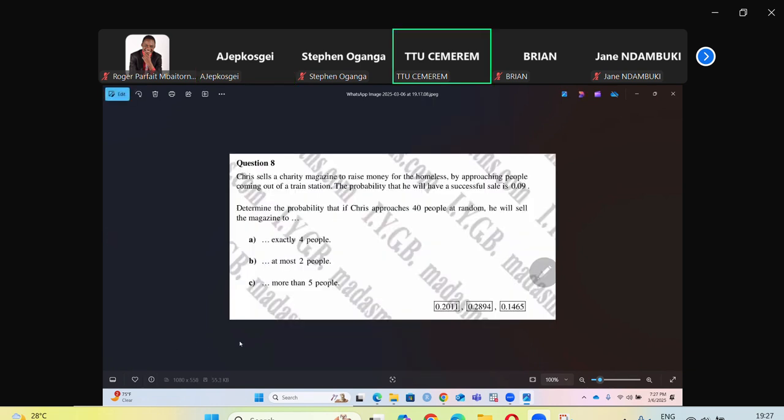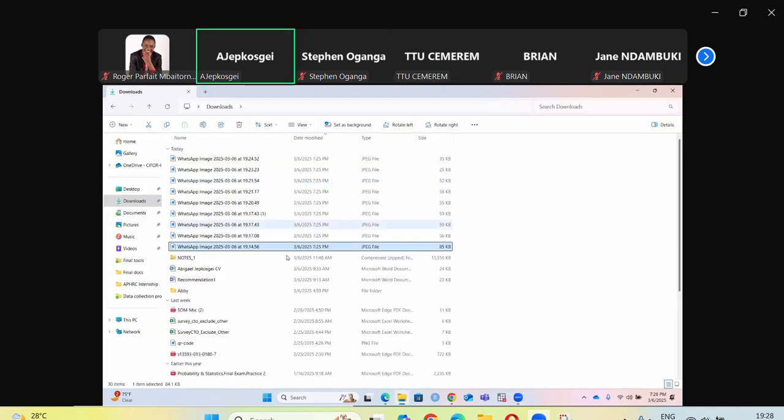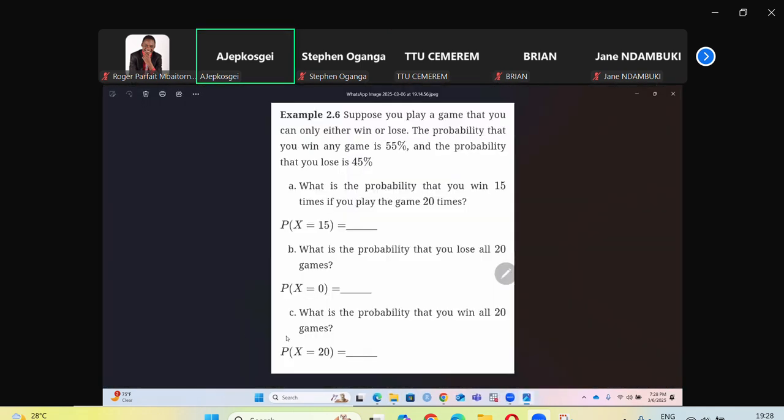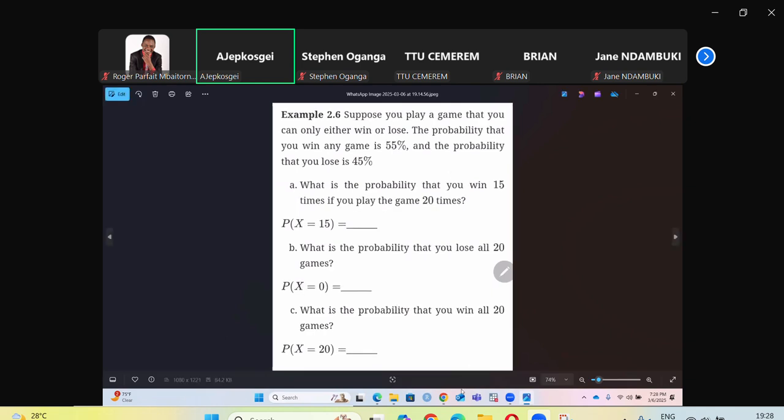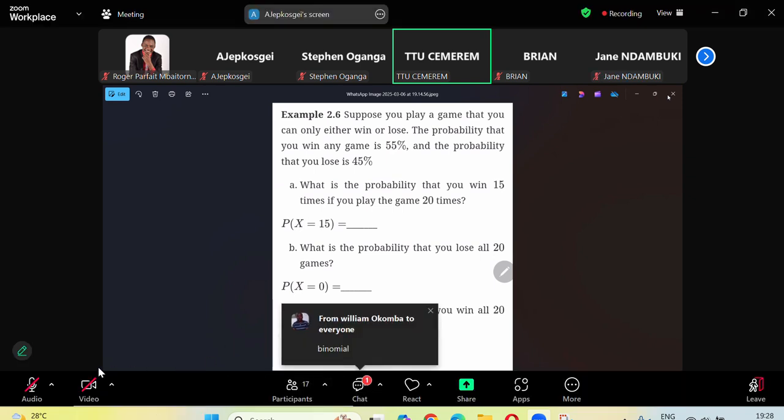Now, for this question, will you model it using Bernoulli, binomial, or Poisson? So understand the structure of the experiment. Which distribution should we use to model this one? Binomial, Bernoulli, or Poisson? Binomial.